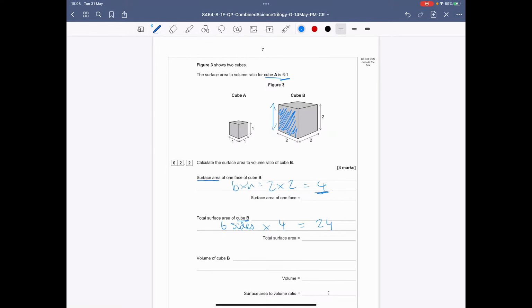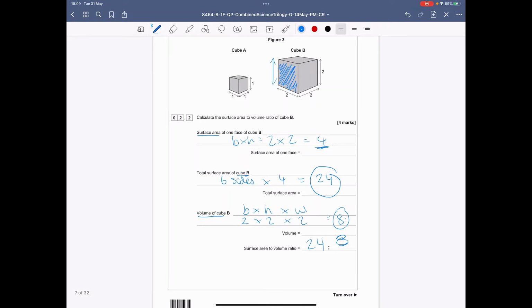You then need to calculate the volume of cube B. You should remember from maths that volume is base times height times width. So for this one you would just do 2 times 2 times 2, which gives you 8. So for your surface area to volume ratio, you've calculated your surface area, which is 24, and your volume, which is 8. So therefore, your ratio is simply 24 to 8.